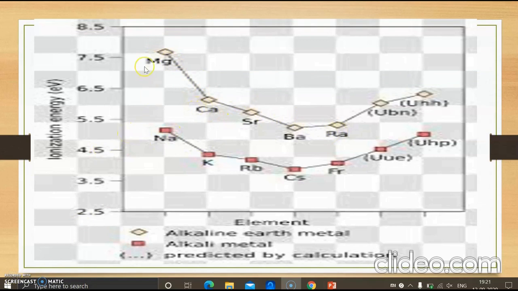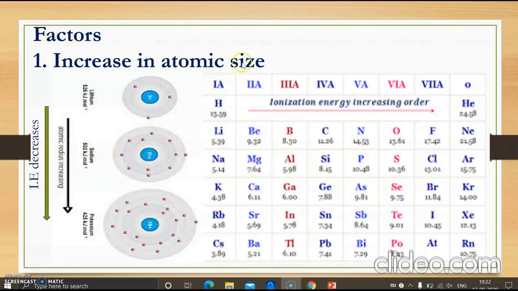Now we will see why the ionization energy decreases from top to bottom, and which factors affect it. Firstly, the increase in atomic size. Moving down the group, the atomic size goes on increasing continuously. Due to this, the outermost electron experiences lesser and lesser force of attraction towards the nucleus. This decreased nuclear attraction makes the removal of the outermost electron easier, thereby requiring lesser and lesser energy, and hence the ionization energy decreases from top to bottom.